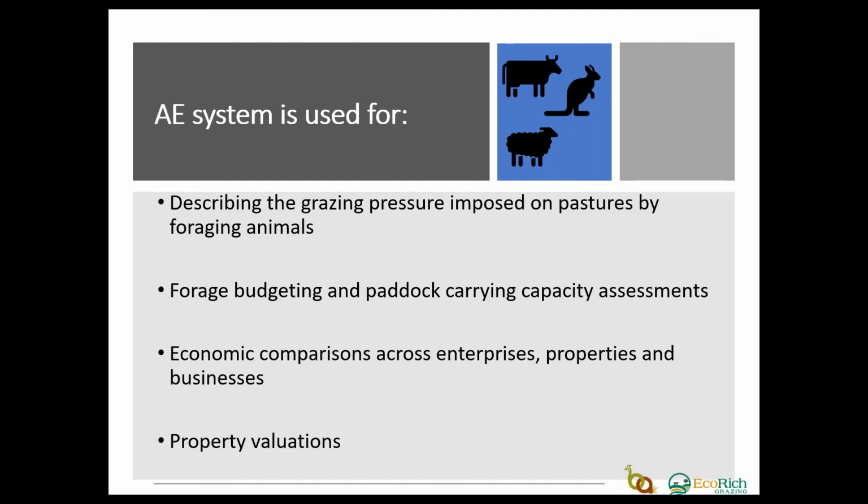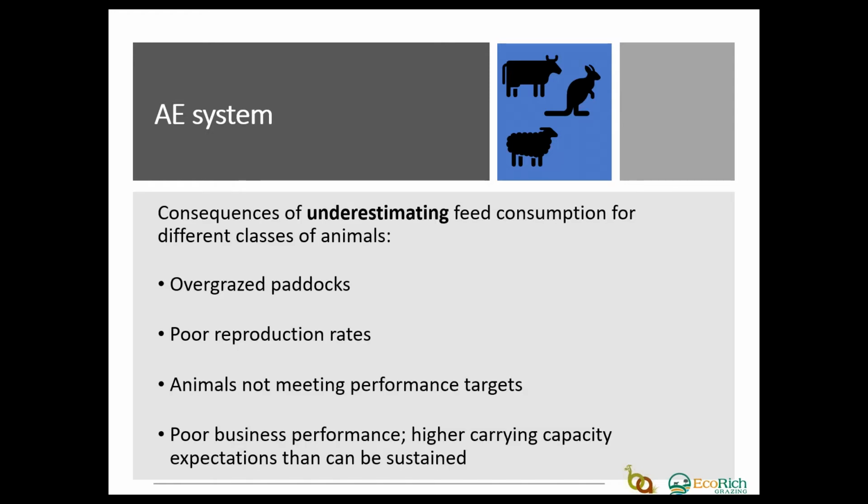I know any of you who've had experience with buying properties or selling, or speak to the real estate agent about carrying capacity of a particular property, they'll say, yeah, that property will run 10,000 a head. 10,000 a head of what? We needed to bring it back to a common currency, because there's a big difference between 10,000 breeders and 10,000 weaners. But the consequences of getting it wrong, getting the adult equivalent rating wrong, can be catastrophic.